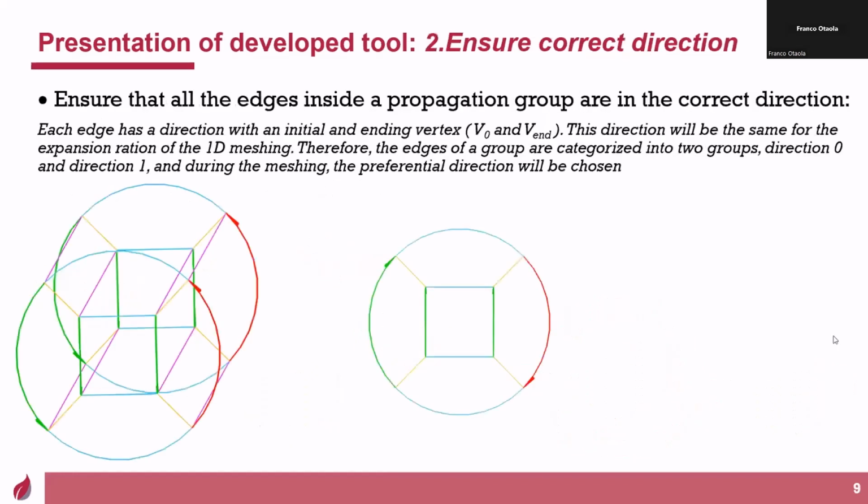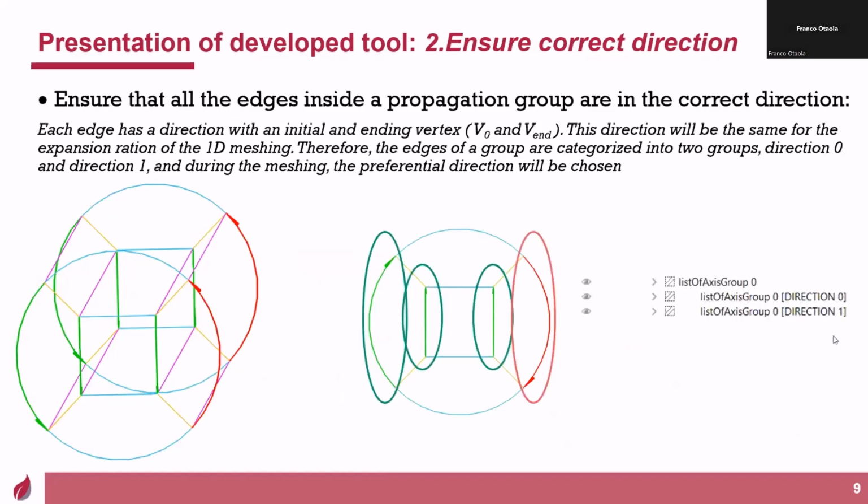Secondly, to ensure that all the edges are in the same direction inside a group, I created an algorithm to classify them and create two subgroups, one in the main direction and one in the secondary directions, so the user can choose to use either the main direction or the secondary direction for the expansion ratio, for example.